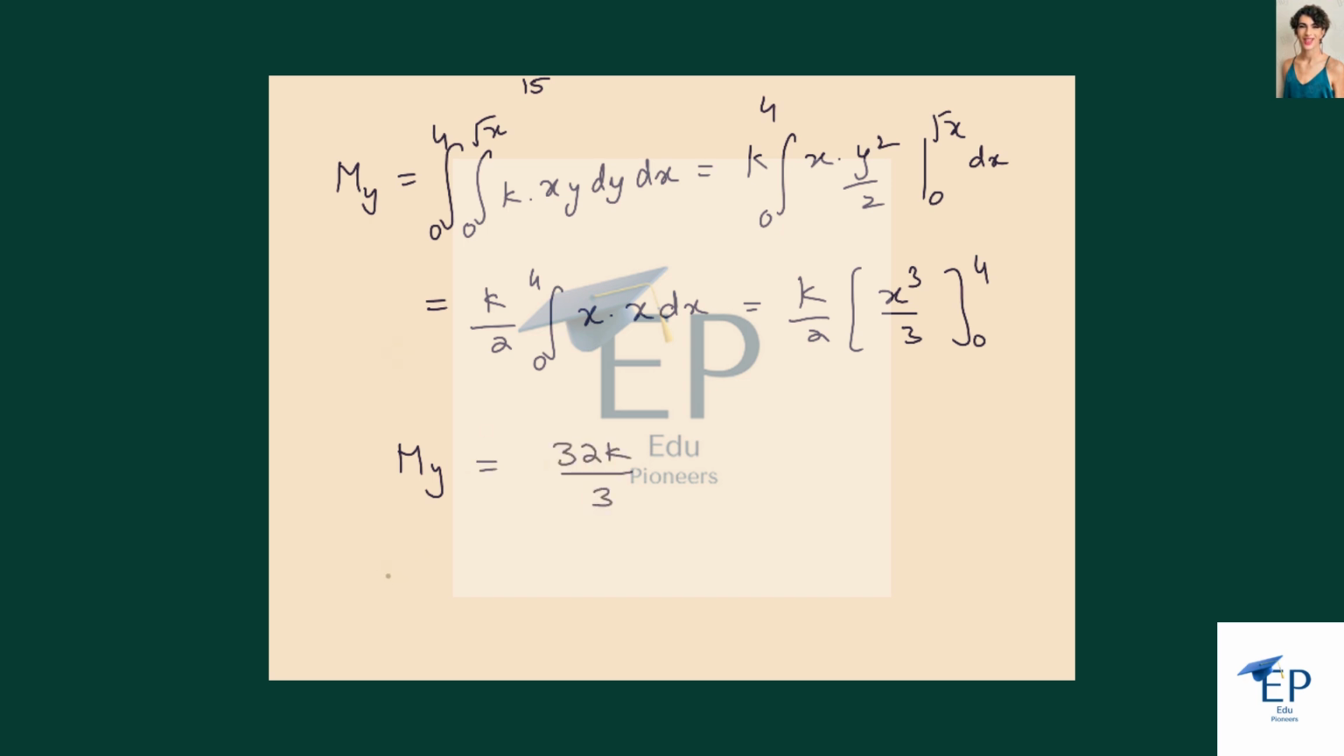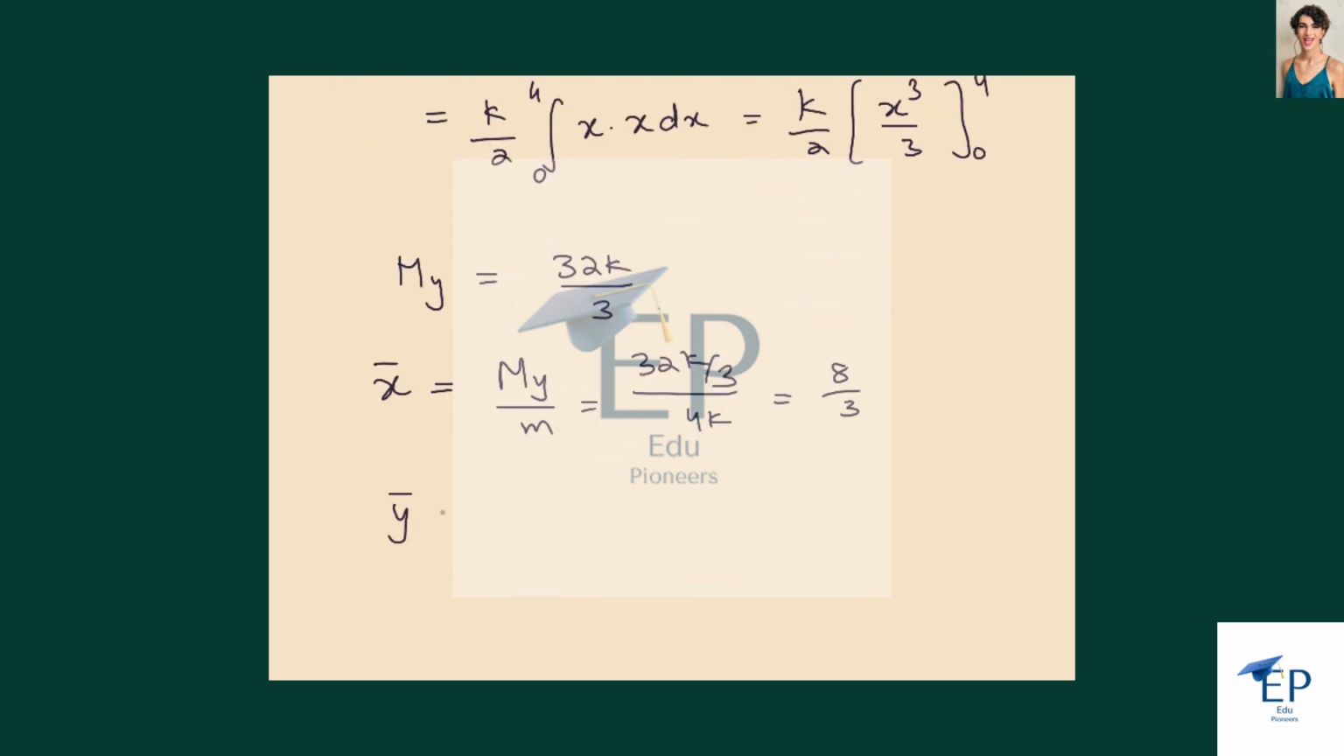So from here we can find the x coordinate of the center of mass, that is My by m, which is 32k by 3 divided by 4k, and we get this equal to 8 by 3. The y coordinate of the center of mass, that is Mx by m, equals 64k by 15 divided by 4k, and this will be equal to 16 by 15. So we can write our final answer for the center of mass as 8 by 3, 16 by 15. Hope you understood the solution.